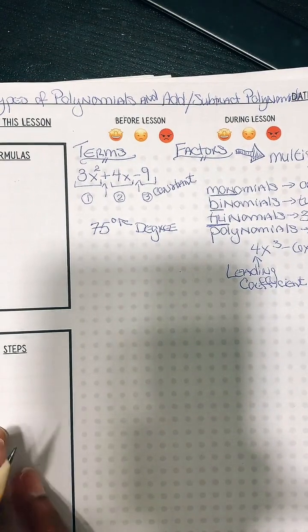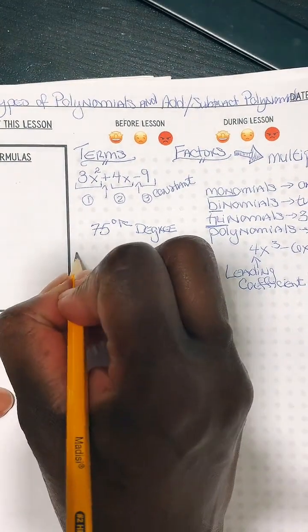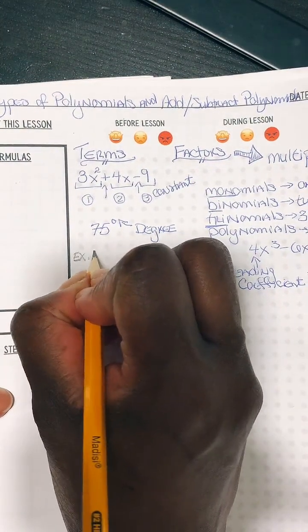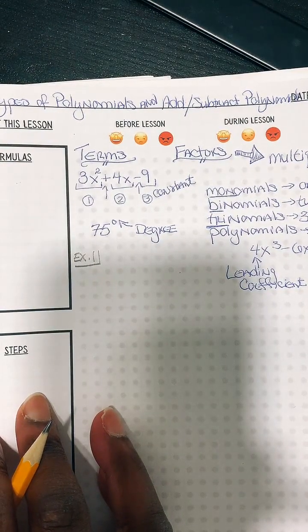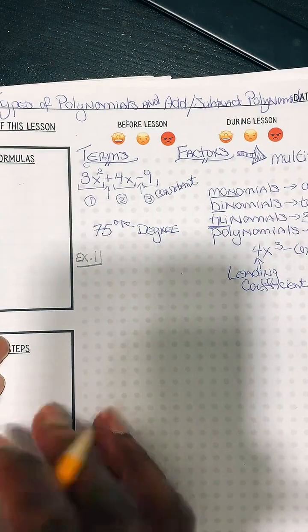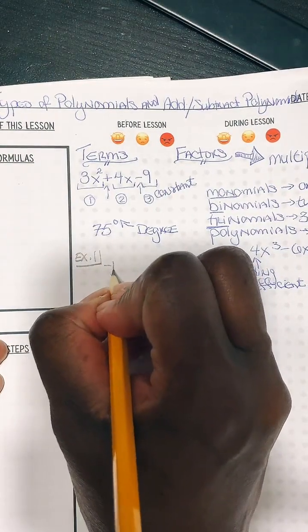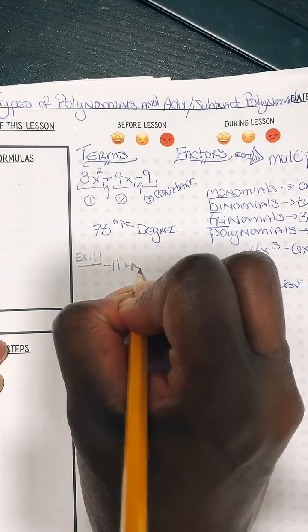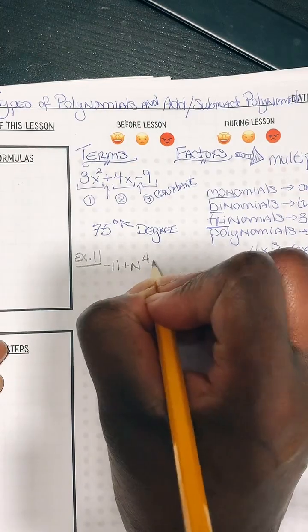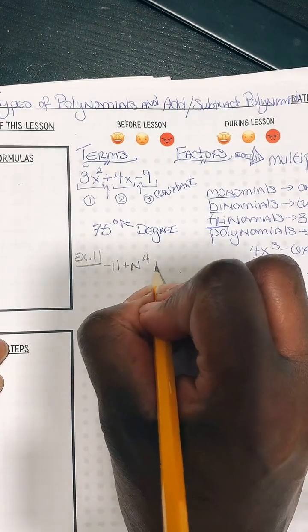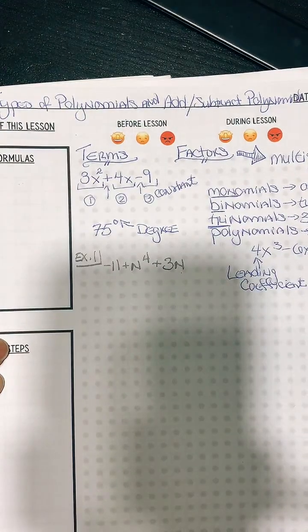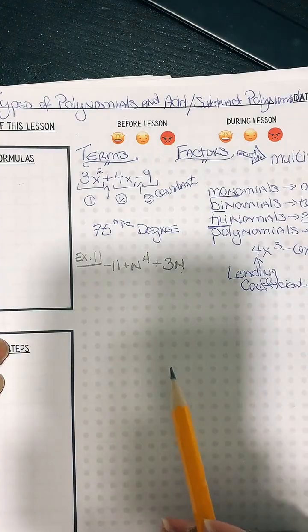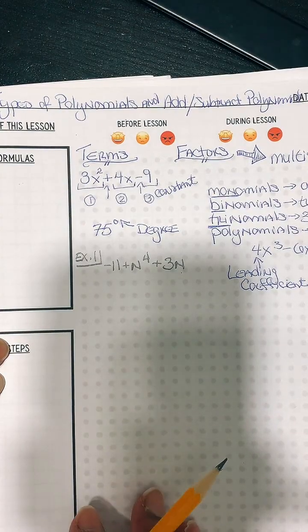So with my first example, say that I have negative 11 plus n to the fourth plus 3n. So what do you think is my highest degree?